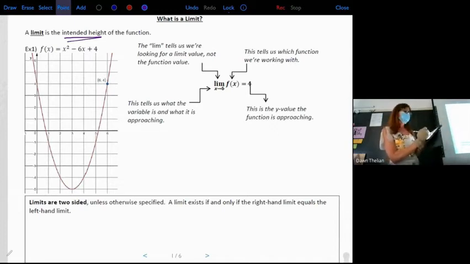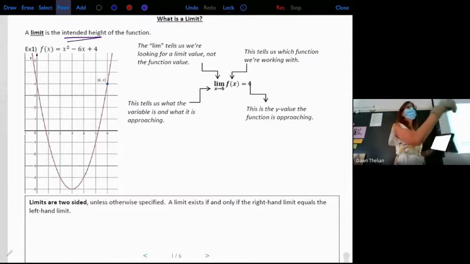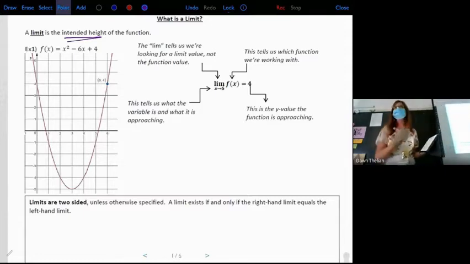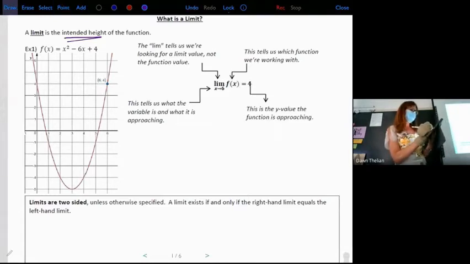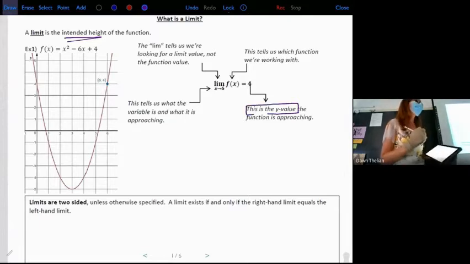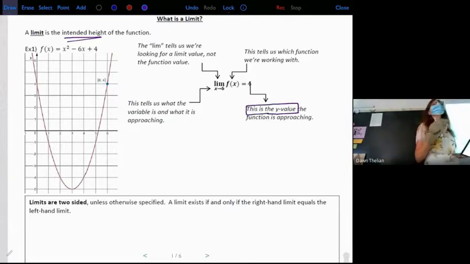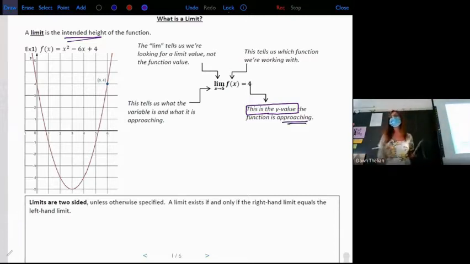Then in here tells you which function we're looking at. It could use a function name, like this one is saying f of x, or it could actually put something in there. If it puts x squared in there, you can say that you're approaching that value. And then it's equal to a y value. So this is important, that your answer is always a y value. And it's the y value that the function is approaching. And we're going to see by the end of today's lesson, the y value doesn't always have to exist there, but it has to be what we're approaching.